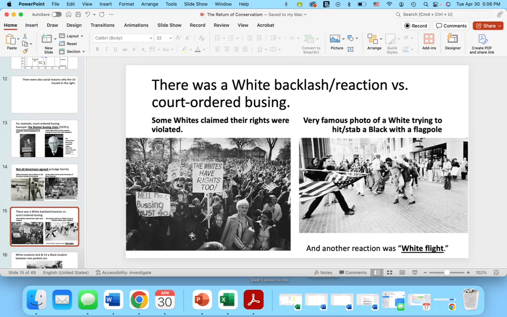Okay, so here you see a demonstration, and they're protesting. And they said, whites have rights too. You're violating our rights. You're sending our kids to school across town. And this is a very, very famous photo of a white Bostonian trying to hit or stab a black lawyer, Landsmark, with a flagpole. So again, history is nothing but action and reaction, cause and effect.